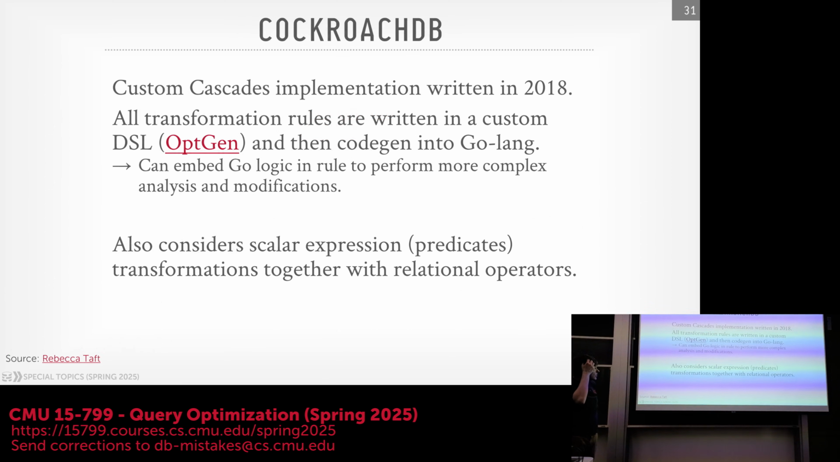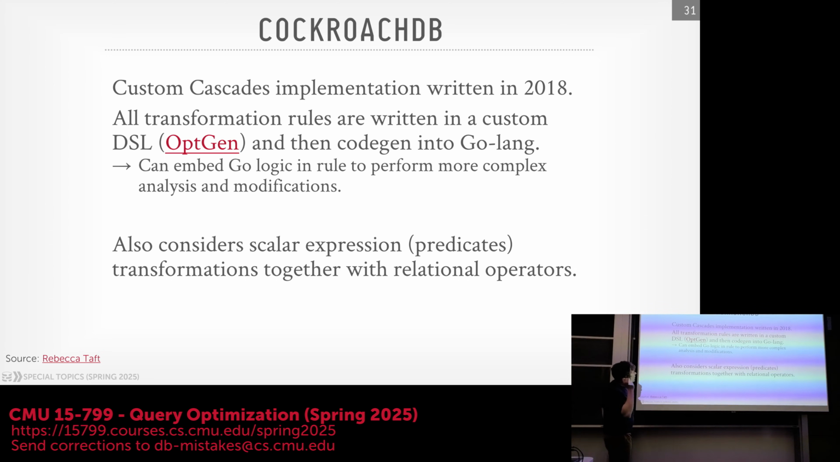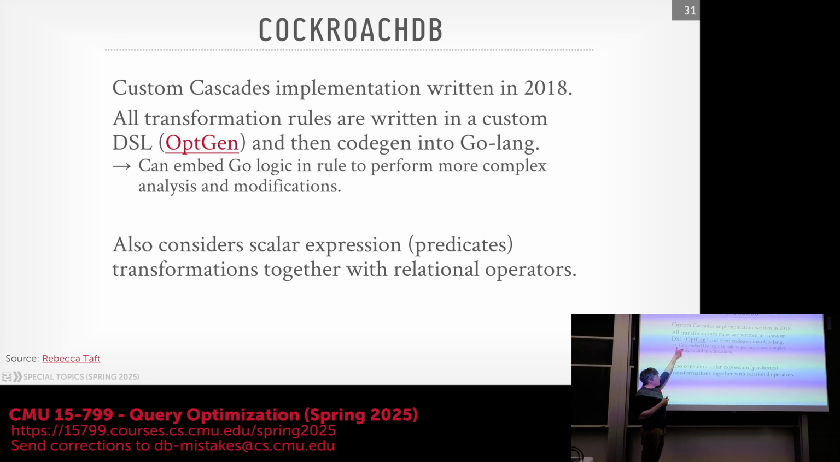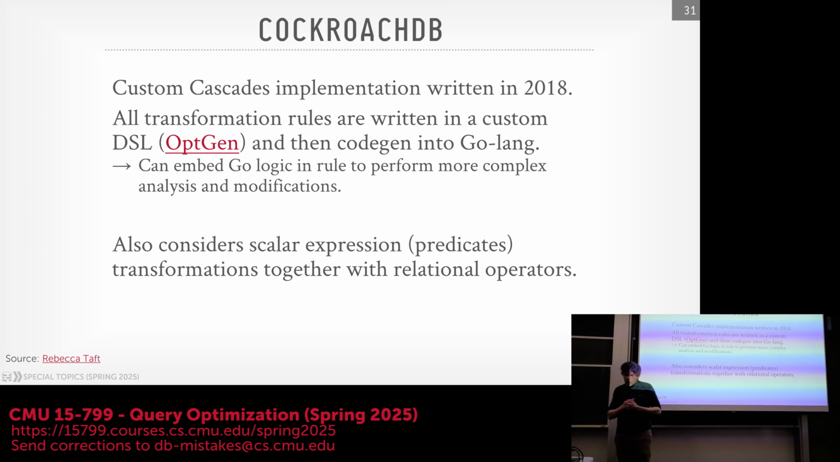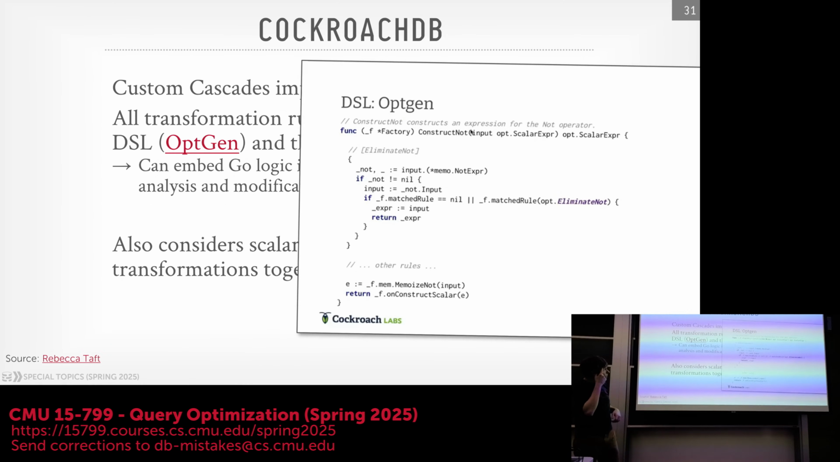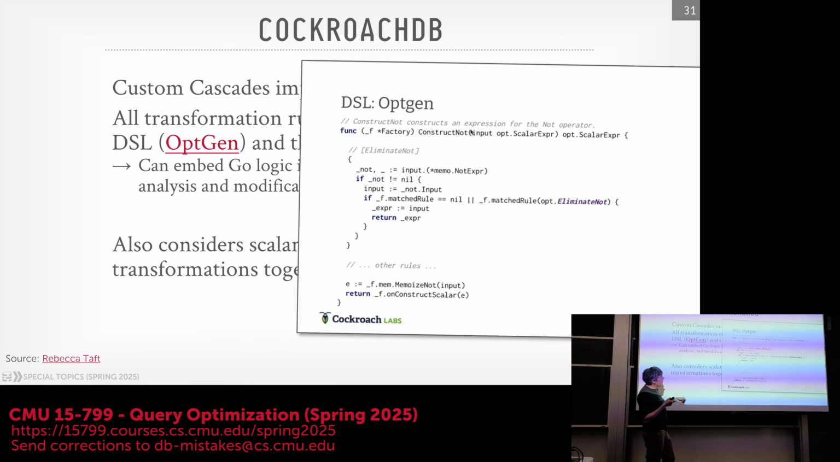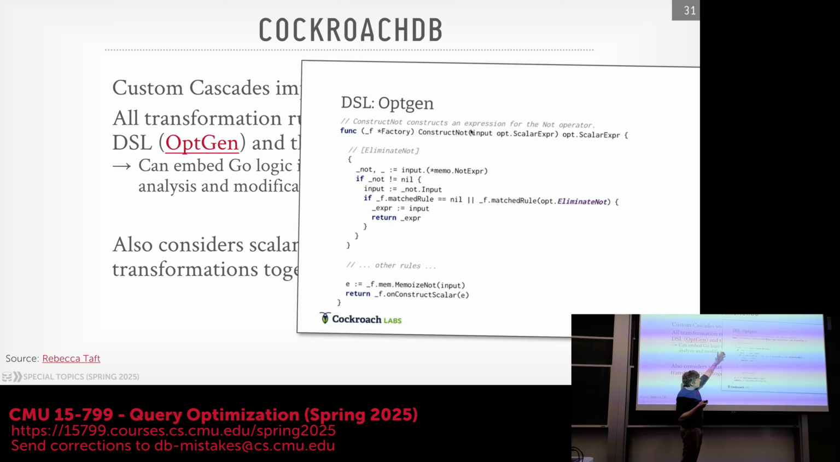CockroachDB is another interesting one, custom written by Stonebraker's former student in 2018. What they do that's different from what we've seen in SQL Server and other implementations is that they have this custom DSL called OpGen. The link here will take you to the GitHub page. Or actually, let me just show you here. They have this DSL where here are the matching rules and everything, and then this gets compiled into Go and linked into the program.